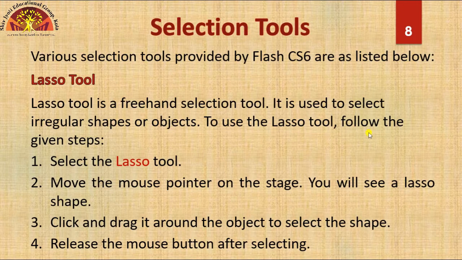To use the lasso tool, follow the given steps. Now we will see what are the steps to use the lasso tool in Flash CS6. Our first step is select the lasso tool from the tools panel. Next, move the mouse pointer on the stage. You will see a lasso shape. So when you move your mouse pointer on the stage, you can see the lasso tool on the stage. Next, click and drag it around the object to select the shape. Next, release the mouse button after selecting. Then you can see the lasso shape on your stage.